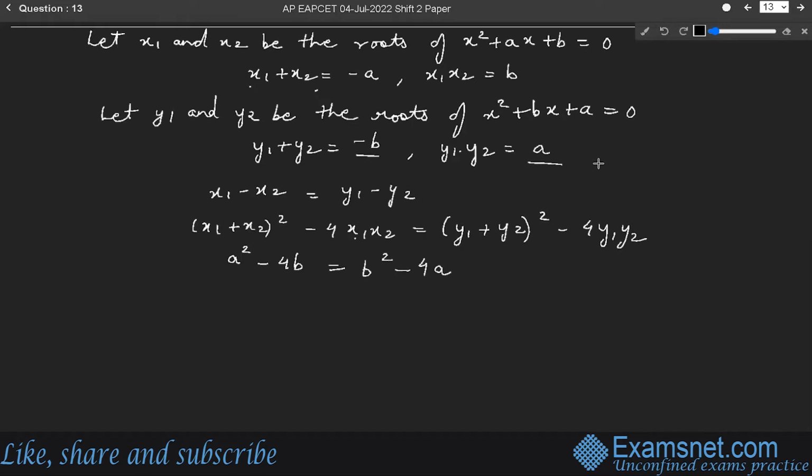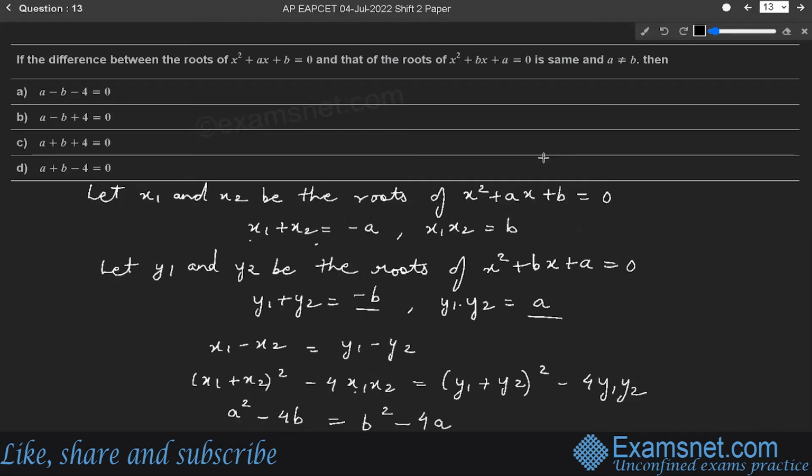Now, on further finding the factors for this equation, it will be a minus b into a plus b plus 4 is equal to 0. Therefore, a minus b will be equal to 0 or a plus b plus 4 will be equal to 0. These are the two possible conditions for the given question. So now let us see all the options. Among the options, we cannot find a minus b is equal to 0, but we can find another possible solution, which is a plus b plus 4 is equal to 0. So option number C is the correct option for this question.